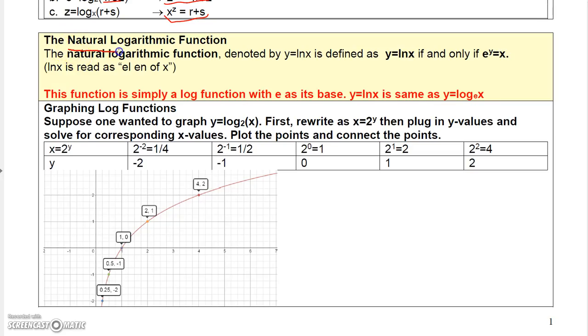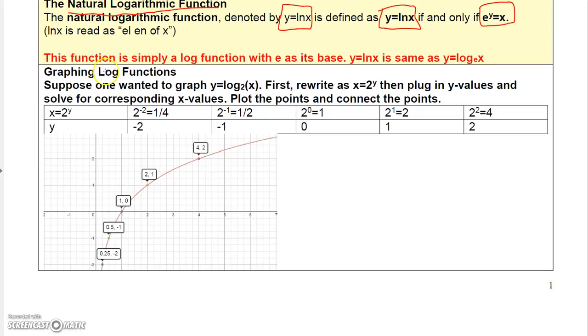Now, the natural log function is denoted by y equals ln x. With y equals ln of x, it's understood that this has a base of e. So y can only equal the natural log of x if e to the y equals x. So this would be the same as saying e to the y equals x.